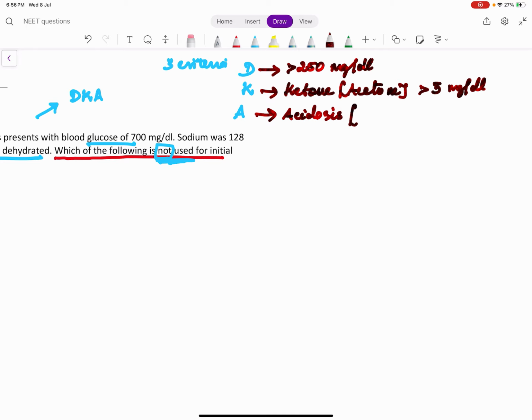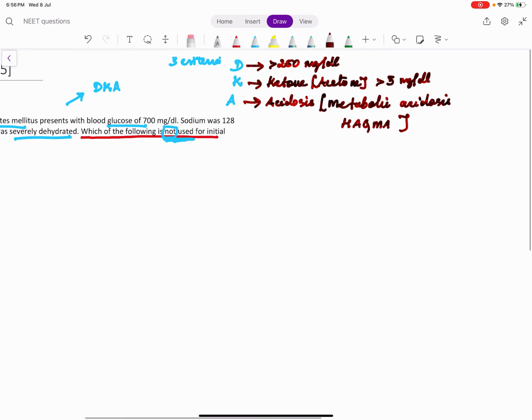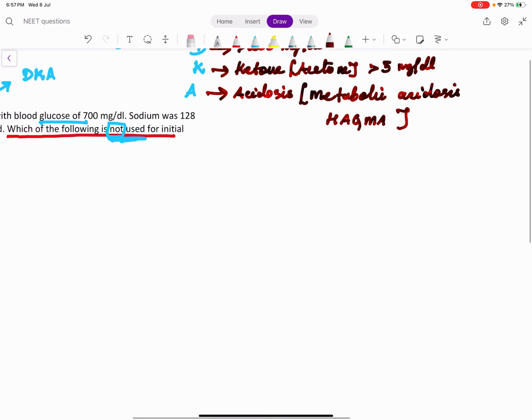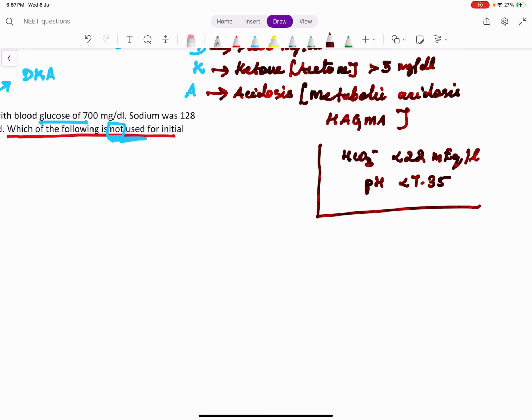DKA is one cause of metabolic acidosis. What type of metabolic acidosis? It is high anion gap metabolic acidosis. Okay, in NEET 2025, some 3 questions had come on acid-base balance alone. Metabolic acidosis. When do you say acidosis? Bicarb is less than 22 milliequivalents per liter and pH is less than 7.35. If this criteria is there, we tell it as metabolic acidosis.